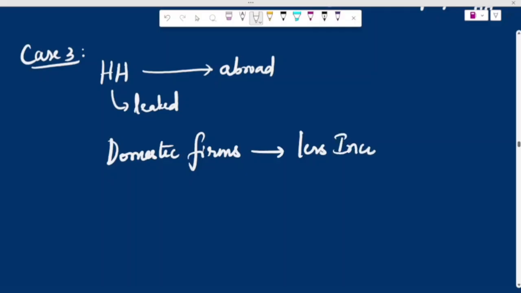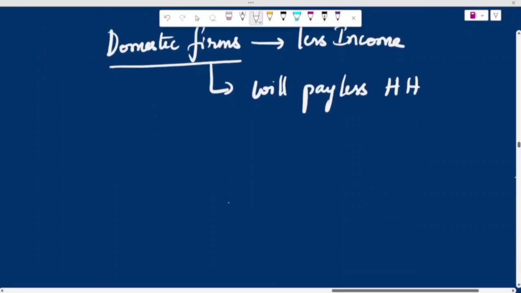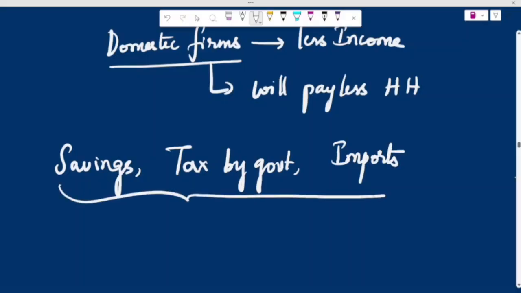So in these three scenarios of savings, tax by government, and imports, there is something called leakage.